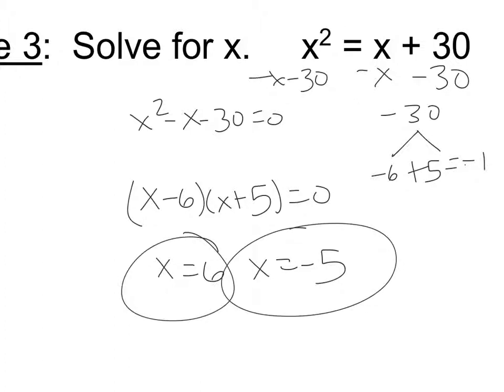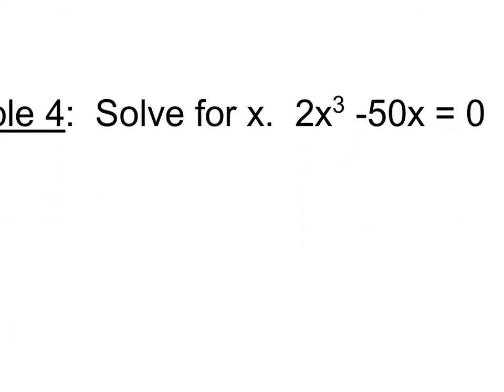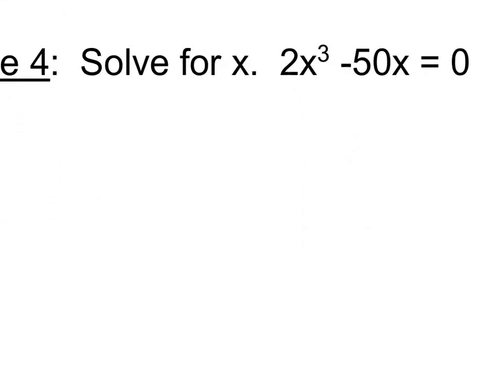Let's take a look at another one. Alright, so here it does equal 0, and we have 2x to the third minus 50x. 2 and 50 aren't perfect cubes, so we don't have to worry about factoring that way. What we're going to do is they have 2 in common and the x, so we're going to factor that out. So factor out 2x, and you get x squared minus 25. Now this one equals 0.